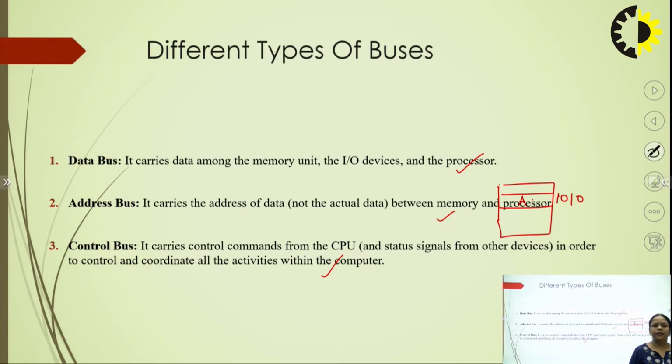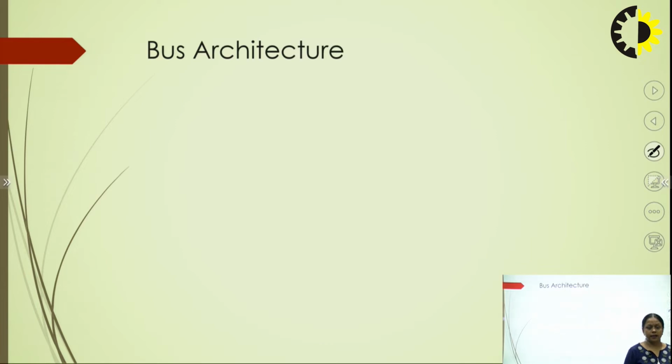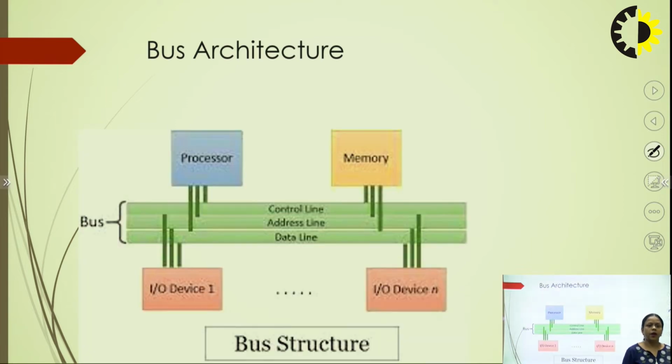Okay. So, these are the different types of buses which we use in our digital computer system, and they have different roles, different types of information to carry. Next, bus architecture. Now, we will understand the meaning of bus architecture and how we can connect these buses with the devices. Okay. Now, you can see this diagram. This is the diagram for the bus structure or architecture. We can see here, this is the common bus path.